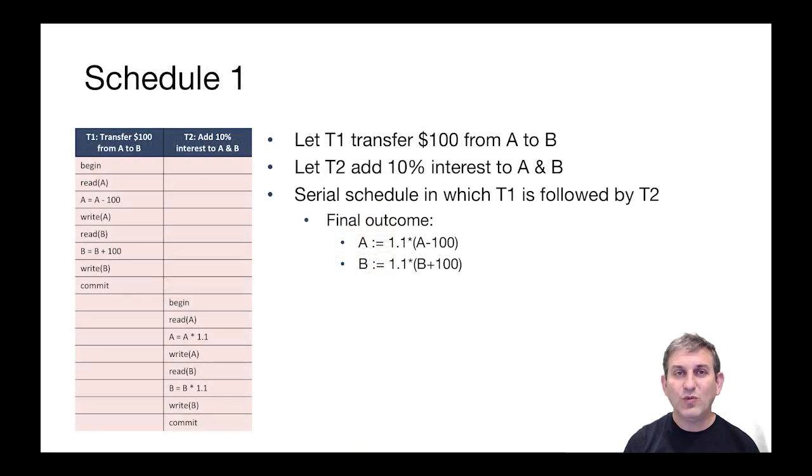So let's look at schedule 1 here. We've got two transactions. T1 is transferring $100 from A to B, and T2 is adding 10% interest to both A and B, multiplying each of them by 1.1. So here's a serial schedule in which T1 is followed by T2. In the final outcome, we first debit A and then give it 10% interest. So A equals 1.1 times (A minus 100). In B, we first credit B with 100 and then multiply it by 1.1, to give us 1.1 times (B plus 100).